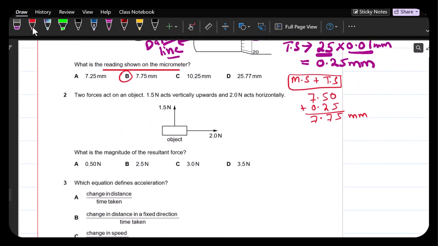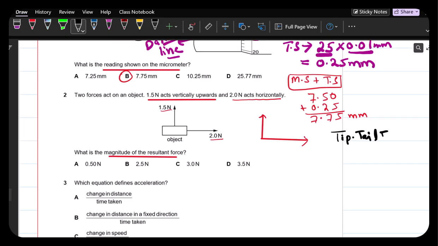Two forces act on an object. 1.5 Newton acts vertically upwards. You can see here 2 Newton acts horizontally in this direction. What is the magnitude of the resultant force? So, dear students, whenever we are given two vectors, two forces, or two velocities perpendicular to each other, first of all, we have to use the tip-tail method. Tip-tail method for its vector diagram.